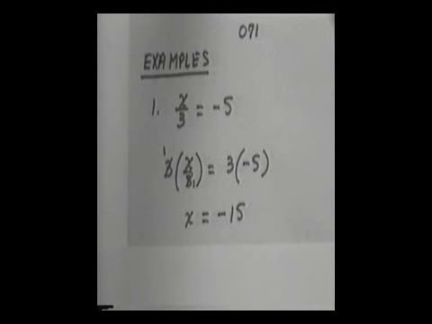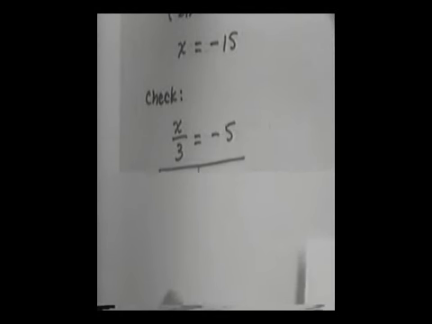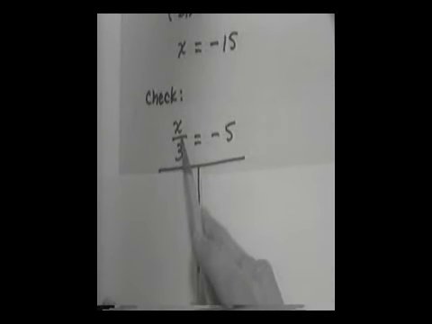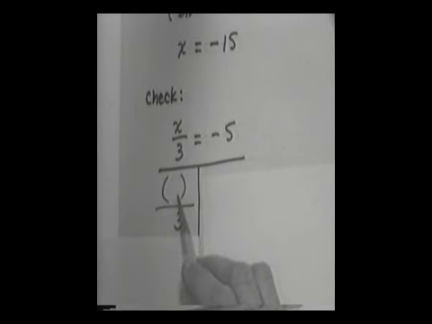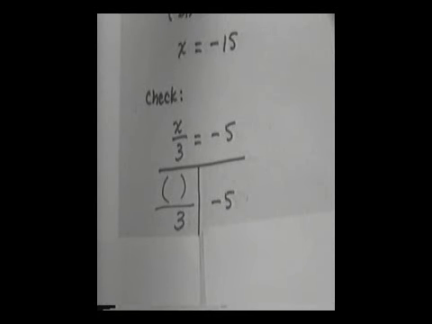The check goes in the usual way. For our check, we copy the equation x over 3 equals negative 5 and make the usual t format. The t format has space for the left side and for the right side. For the left side, we replace the variable x with the number that will be filled in for it, over 3. On the right we have simply negative 5.